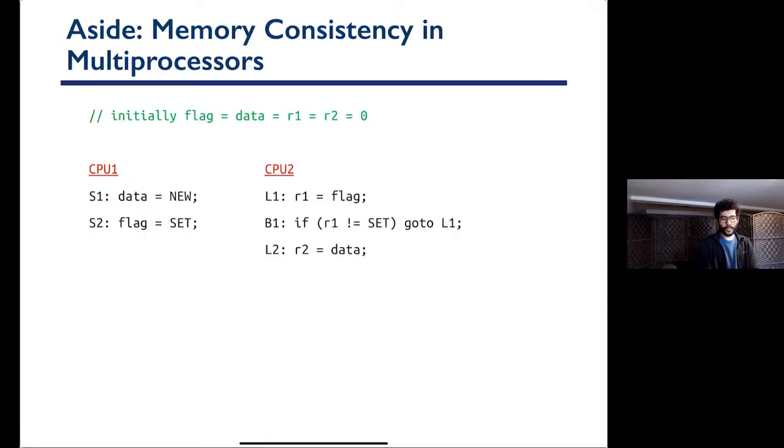Here is another example, very similar to that one. You can assume that data is the p, and new is that some computation. In CPU 1, I'm running data equals new, and then flag equals set. In CPU 2, these two lines are basically while flag not equal new.